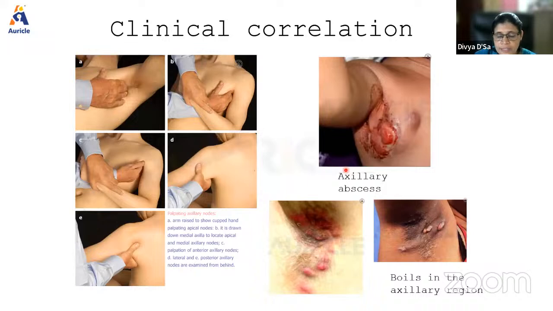Palpation of the axillary lymph nodes is an important part of examination, especially while examining the mammary gland for any swelling. Sometimes the hair follicles in the axillary region can get infected and then form an abscess. These are the furuncles or boils which we see in the axillary region, basically inflammation of the hair follicles. So you should know this about axillary lymph nodes.